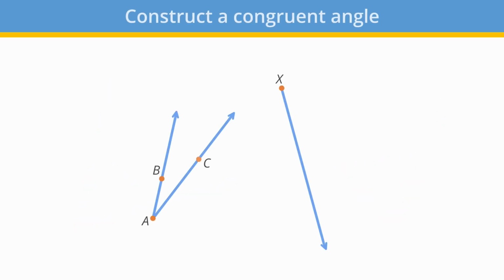Let's try it. We're given angle BAC, and we want to construct a congruent angle using the ray through point X as one side. First, we need to find a point on ray AC that's the same distance from point A as point B is. So, let's draw a circle centered at A with radius AB. We'll mark the intersection point of our circle with ray AC as point D. Segment AB and AD have the same length since they are both radii of this circle. That's the first distance we need.